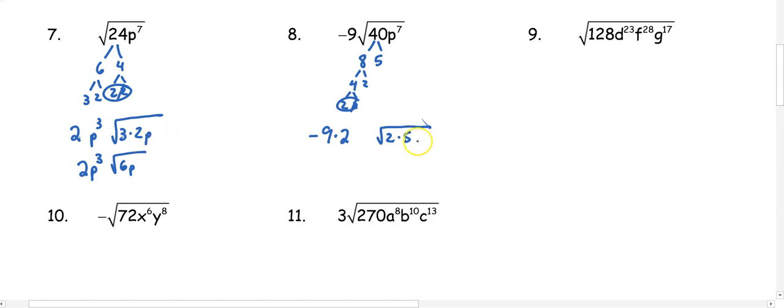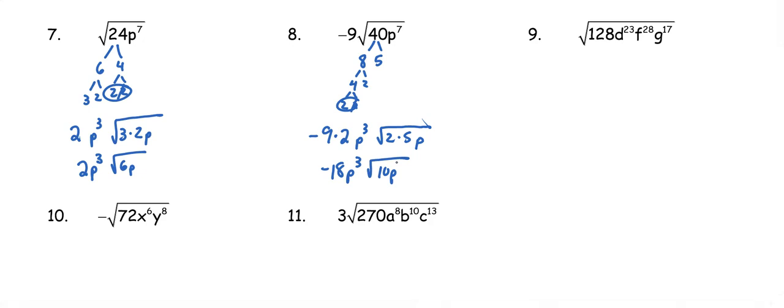Again, p to the 7th is odd, so p stays under the square root. And when I divide the remainder of 6, I get 3. So I get negative 18p cubed, root 10p.